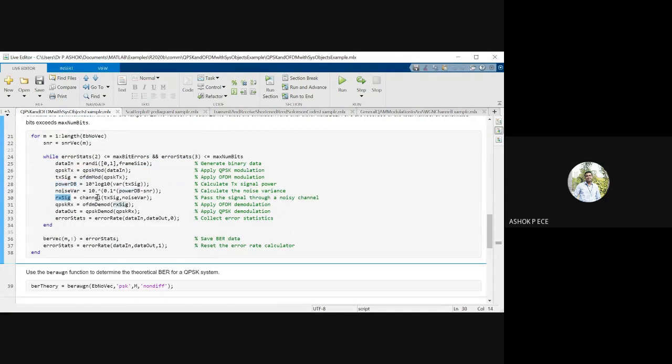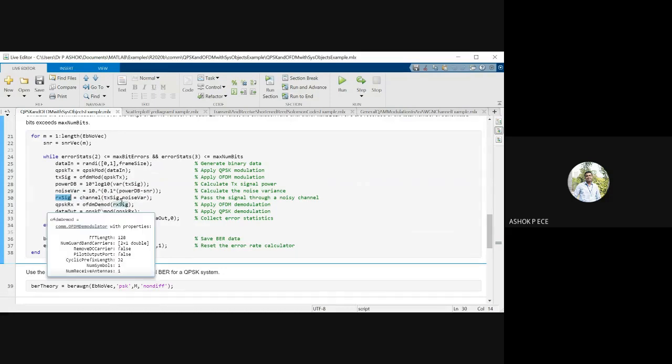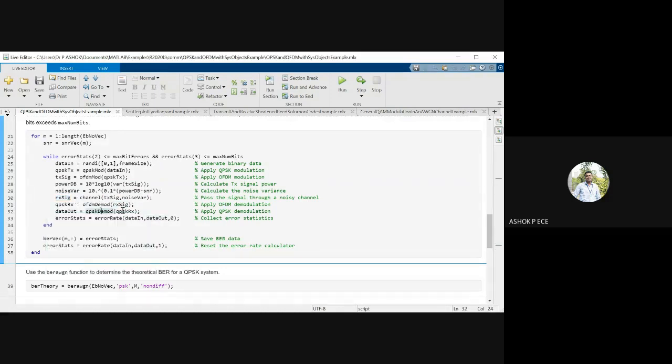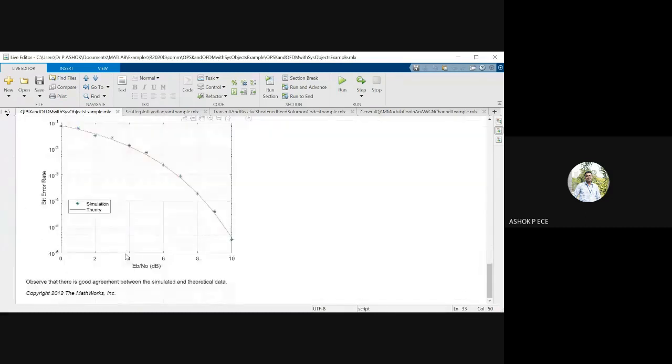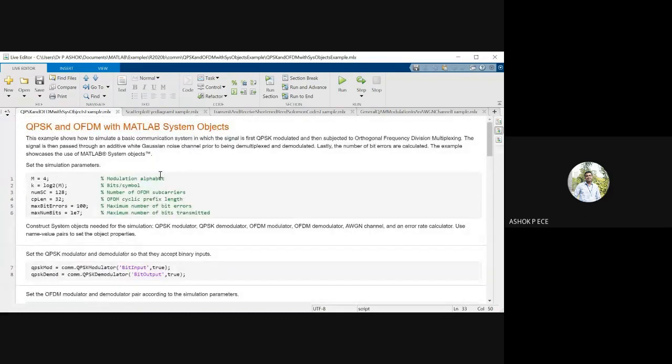At the receiver, you see, a channel is adding transmitted signal plus noise. And in the receiver, this received signal is first OFDM demodulated, then it is QPSK demodulated, then I'm finding out the error. I am comparing whether what I sent is what I received. If it is so, I don't add error. Otherwise, I'll be adding the error. Finally, I'm plotting the BER. This is the entire thing.